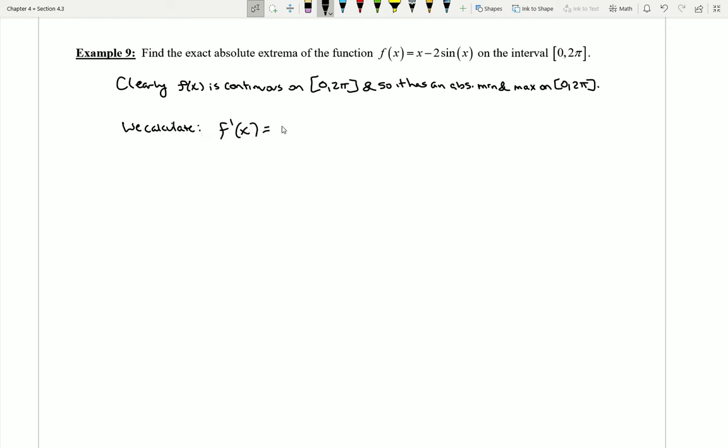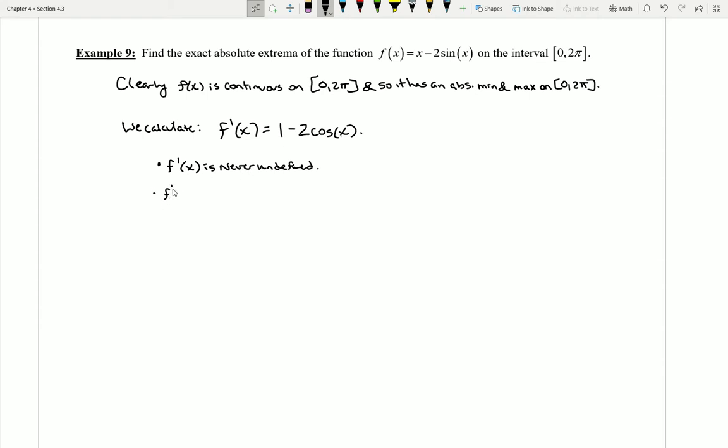Oh, this should be super easy. Derivative of x is 1. Derivative of 2 sine x is just going to be 2 cosine x. And there's not much I can do to simplify that. So let's go ahead and see when this is going to be undefined and when it's going to be equal to 0. So we'll say here that very clearly f prime of x is never undefined, right? I mean, that's never going to happen. No matter what you plug into the cosine, you always get an answer back. There's no restrictions there. So never undefined.